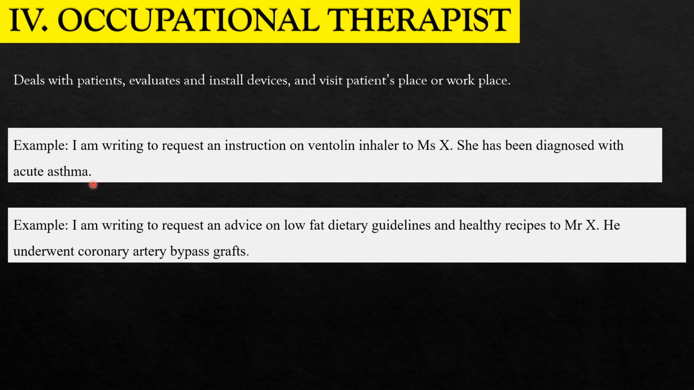Now second example is I'm writing to request an advice on low-fat dietary guidelines and healthy recipe to Mr. X. He underwent coronary artery bypass graft. So in this case we are writing the letter to advise that person regarding diet, because he underwent coronary artery bypass graft, which needs him to maintain his diet. Therefore I'm writing this kind of introduction.